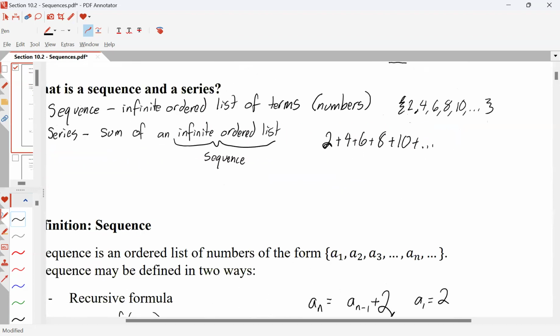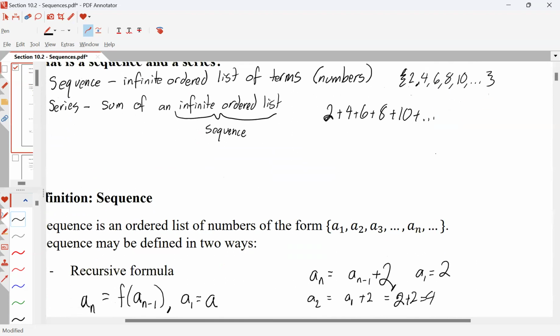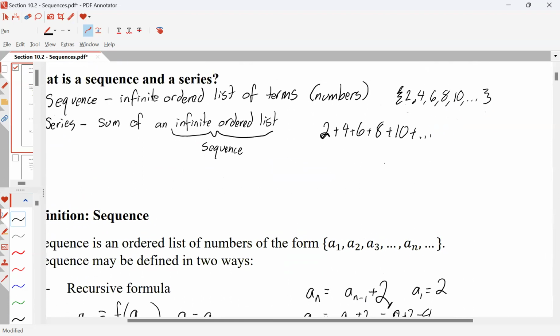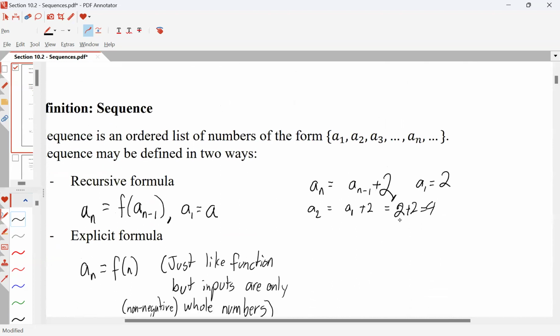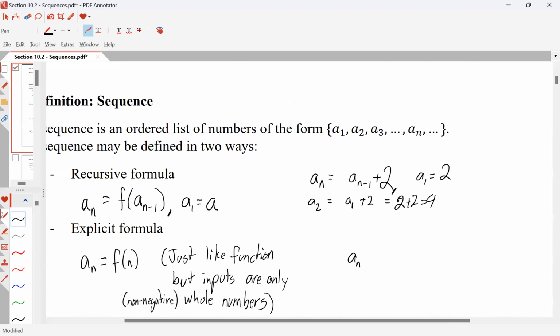So in this case, our explicit formula for 2, 4, 6, 8, 10, 12, 14, what we're doing is we're taking whatever input we're at and we're multiplying by 2. Right? The third term of our sequence is 2 times 3. The fifth term of our sequence is 2 times 5. So if I were to write a formula for this, it would be that a sub n equals 2 times n.